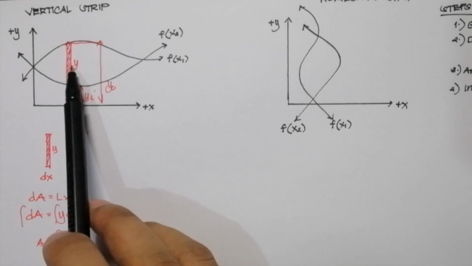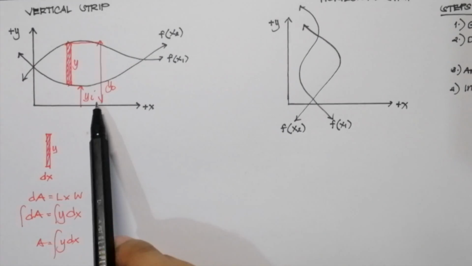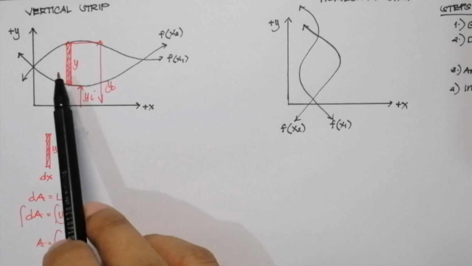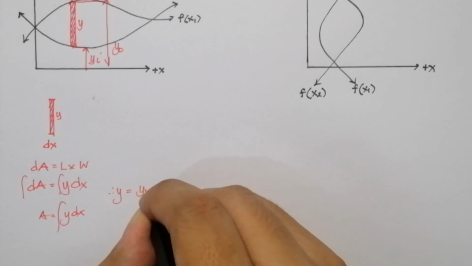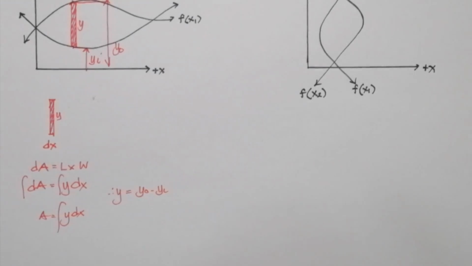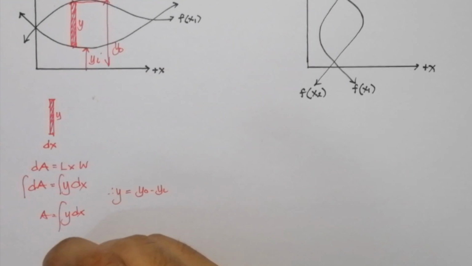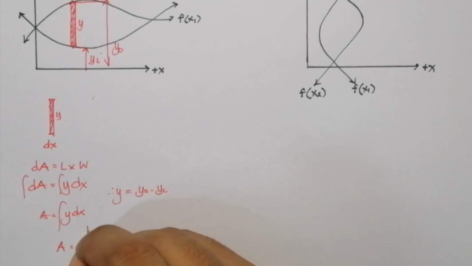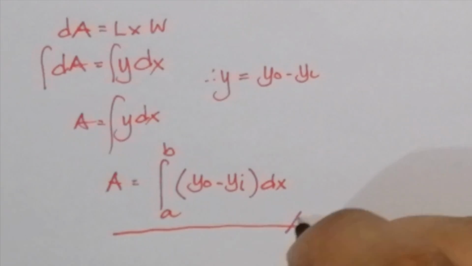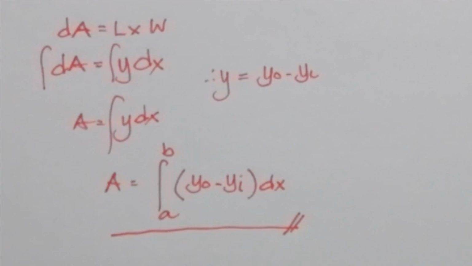Now we can get the value of y by subtracting the values of Y outer minus Y inner. So y is equal to Y outer minus Y inner. And to finalize our equation, we substitute our values. The area is equal to the integral of the quantity y outer minus y inner dx from a to b as our limits. And this is how we use vertical strip.